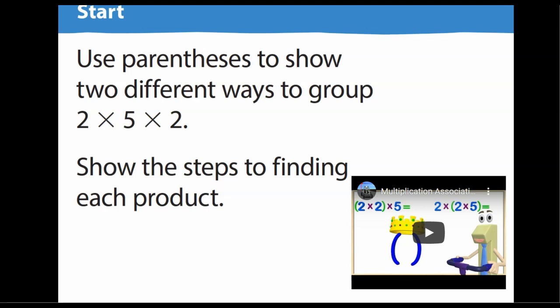So which two do you want me to group? The first 2 and 5 or the 5 and 2? Or does it really matter? Doesn't matter, but as long as I do this, okay? When they say parentheses, that doesn't mean this, okay? It doesn't mean that, and it doesn't mean individually. Just make sure that the multiplication sign is in the middle, and then you just work it out.